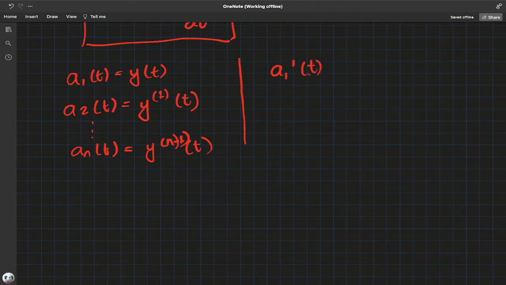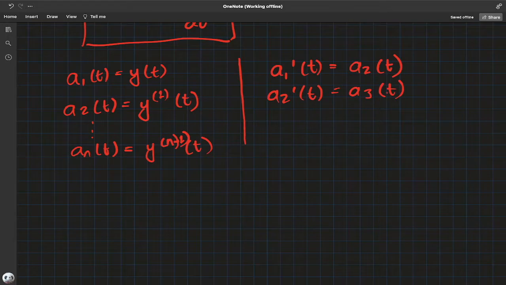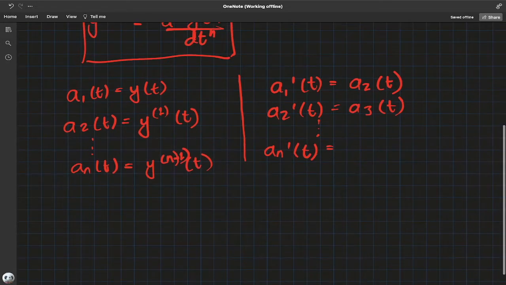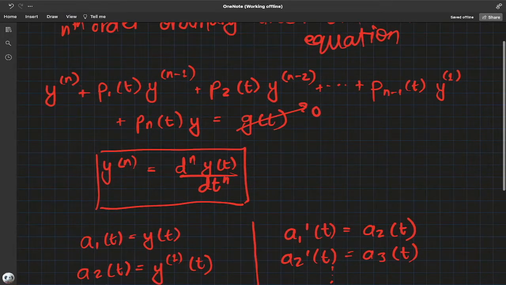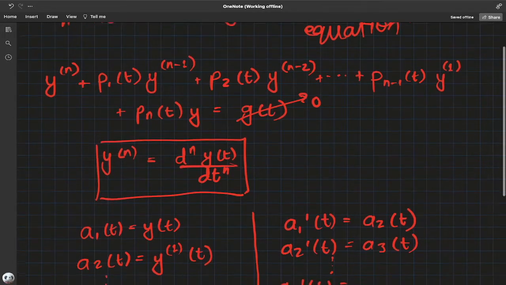a1 prime of t, and this prime is the classic differentiation with respect to t, is a2 of t, and you have a2 prime of t is a3 of t, and then an prime of t, well, that's just going to be the nth derivative of y of t, and we can use this equation to get a substitution for the nth derivative.